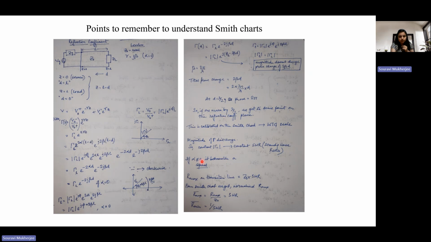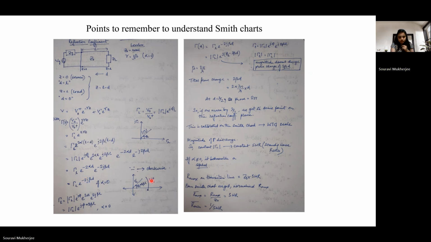Now, if alpha is not equal to zero, then what would happen? Then your reflection coefficient will also have a change in the magnitude, right? Because in that case you'll have this e to the power minus 2 alpha d term coming in. So the amplitude will also change. So then it will no longer be a circle, but it will become a spiral, right? But in most cases, transmission lines can be considered to be lossless and then alpha can be set to zero, in practical situations.